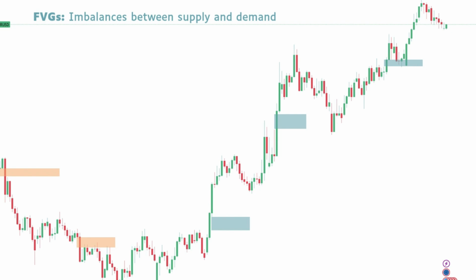On a bullish move, a fair value gap would be identified as the space between the high of one candle and the low of the next candle when there's no overlap. These areas often get filled later as price returns to balance.